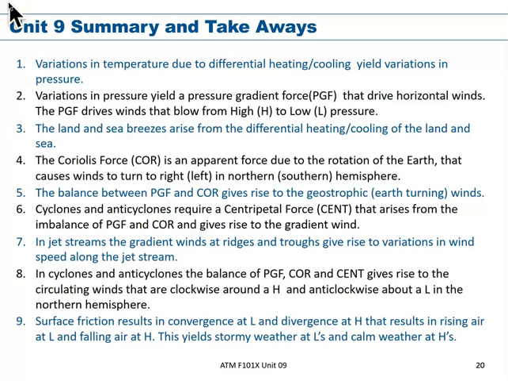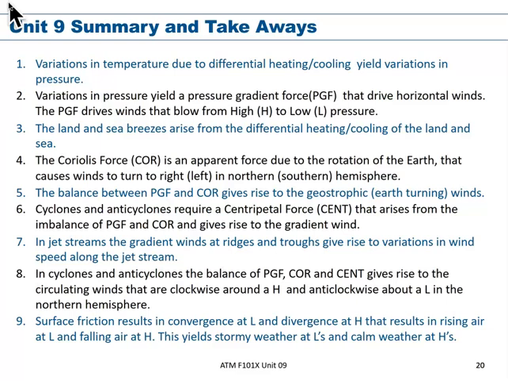Finally, our summary and takeaways from Unit 9. 1. Variations in temperature due to differential heating and cooling yield variations in pressure. 2. Variations in pressure yield a pressure gradient force that drives horizontal winds. The pressure gradient force drives winds that blow from high to low pressure. 3. The land and sea breezes arise from the differential heating and cooling of the land and sea. 4. The Coriolis force is an apparent force due to the rotation of the Earth that causes winds to turn to the right in the northern hemisphere and to the left in the southern hemisphere.